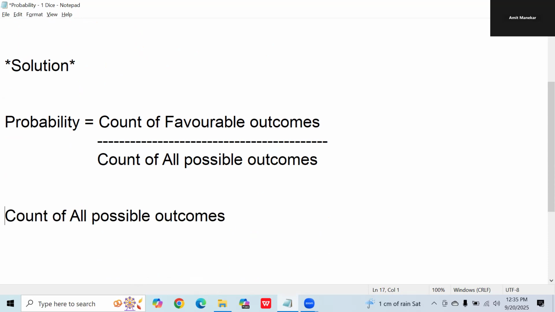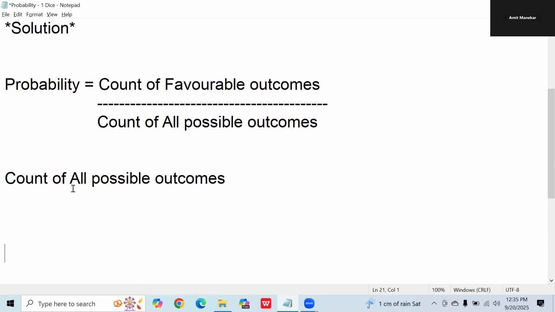So you know that when you roll a dice, what are the different possibilities? Either you can get 1 or you can get 2, you can get 3, you can get 4, you can get 5 or you can get 6. So if you roll any dice, you will always get one of these values 1, 2, 3, 4, 5, 6. We will not get 7 or 8 in any dice. So we have total 1, 2, 3, 4, 5, 6. So the count of all possible outcomes is 6.